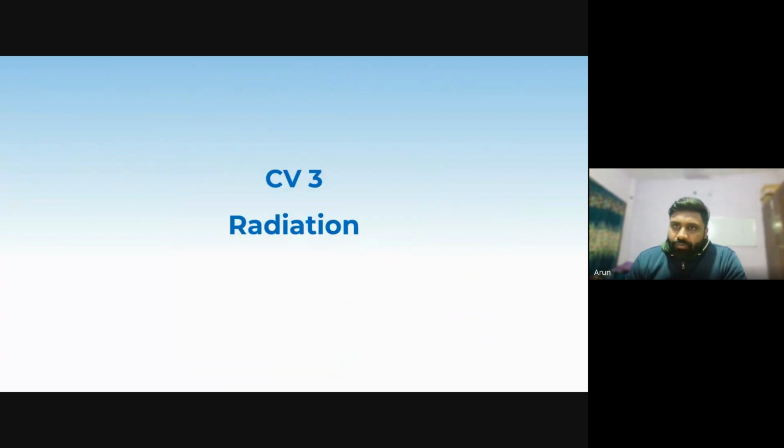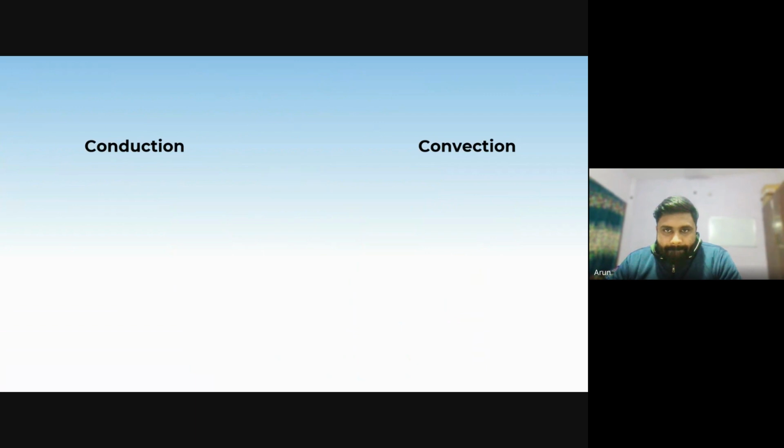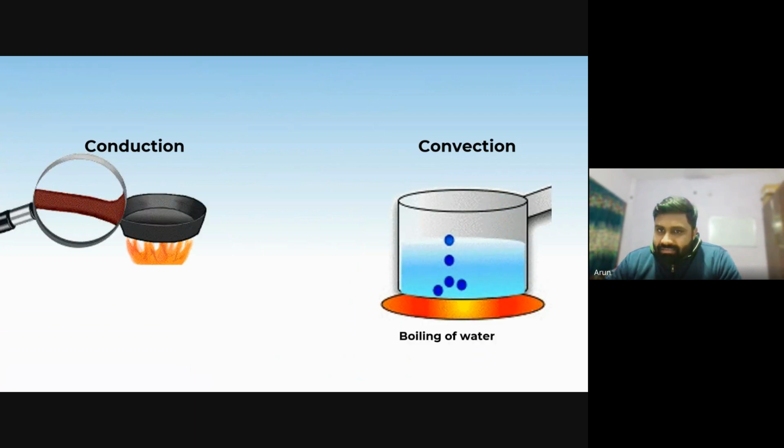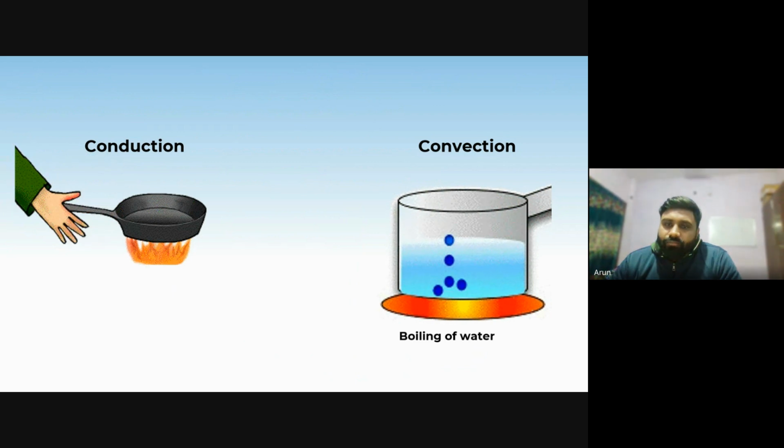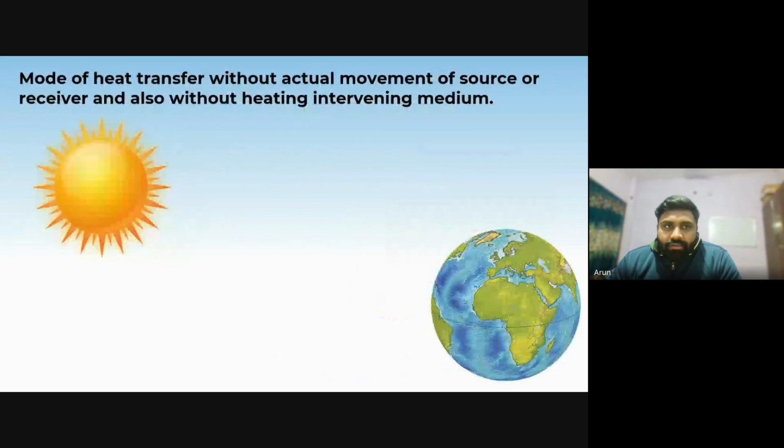Now radiation, the last topic of today's class. This is conduction, this is convection. We got it well. What is conduction and what is convection? Now, in conduction, what do we need? We need to make contact to transfer it. In convection, we need matter to transfer heat from one place to another. But what if we do not need any contact, any mass? That mode of heat transfer is termed radiation.